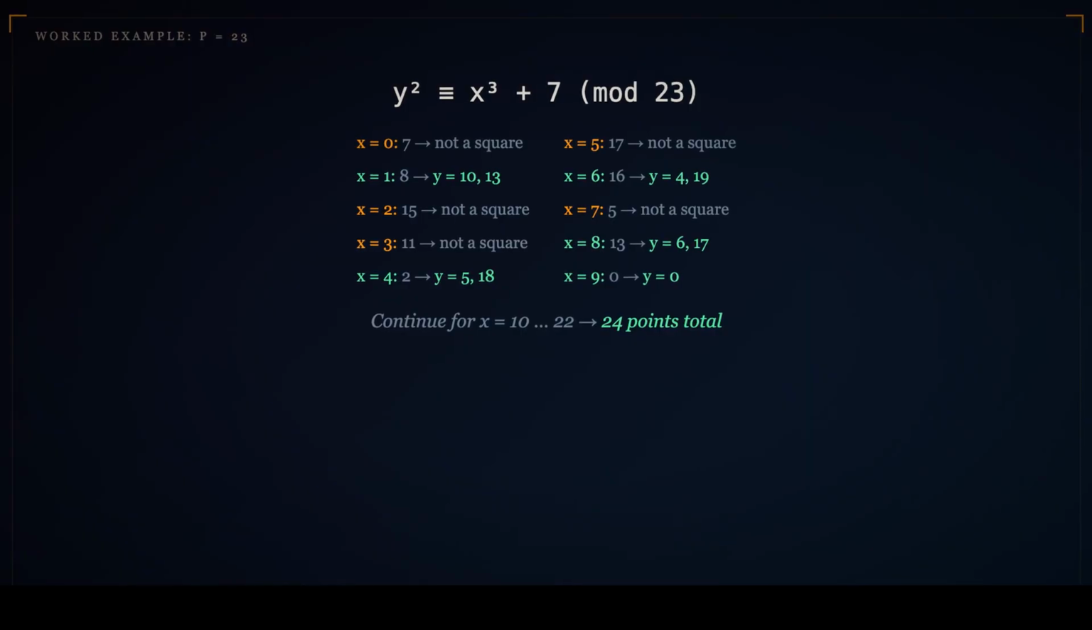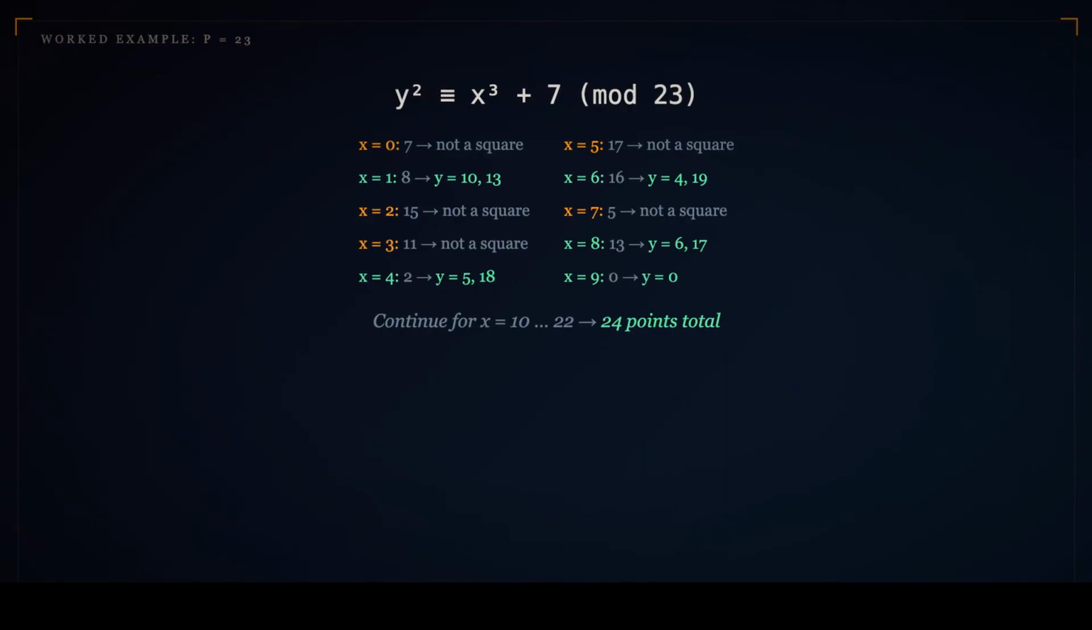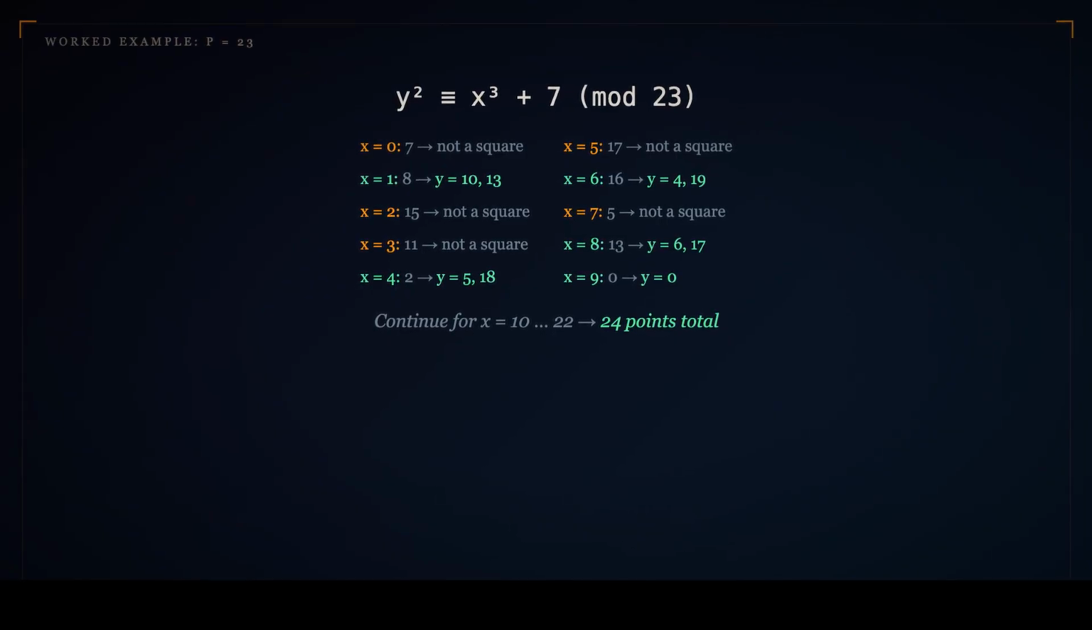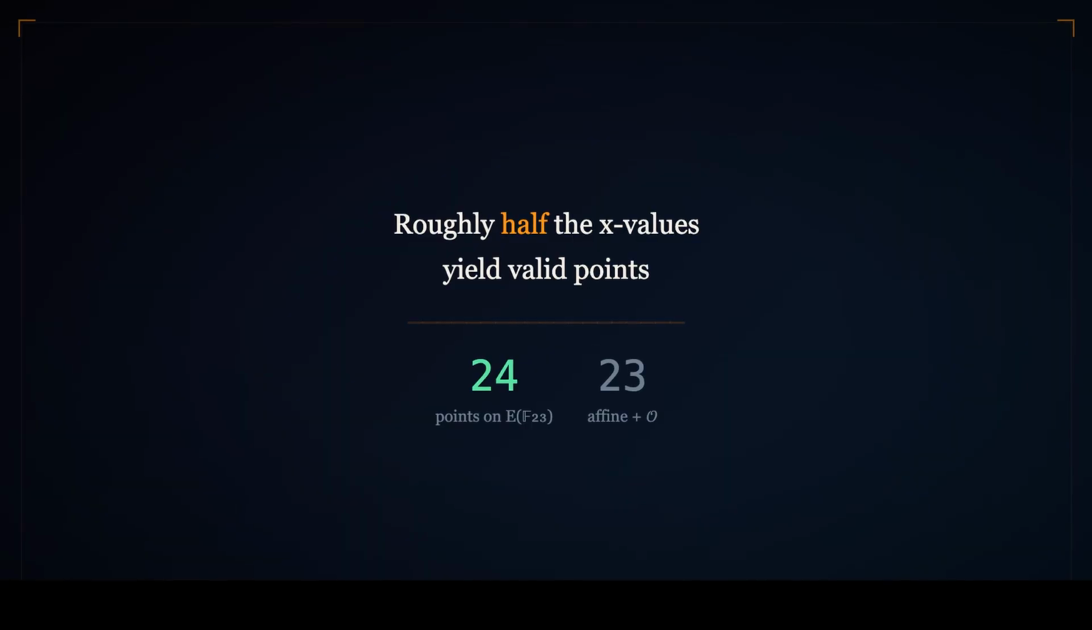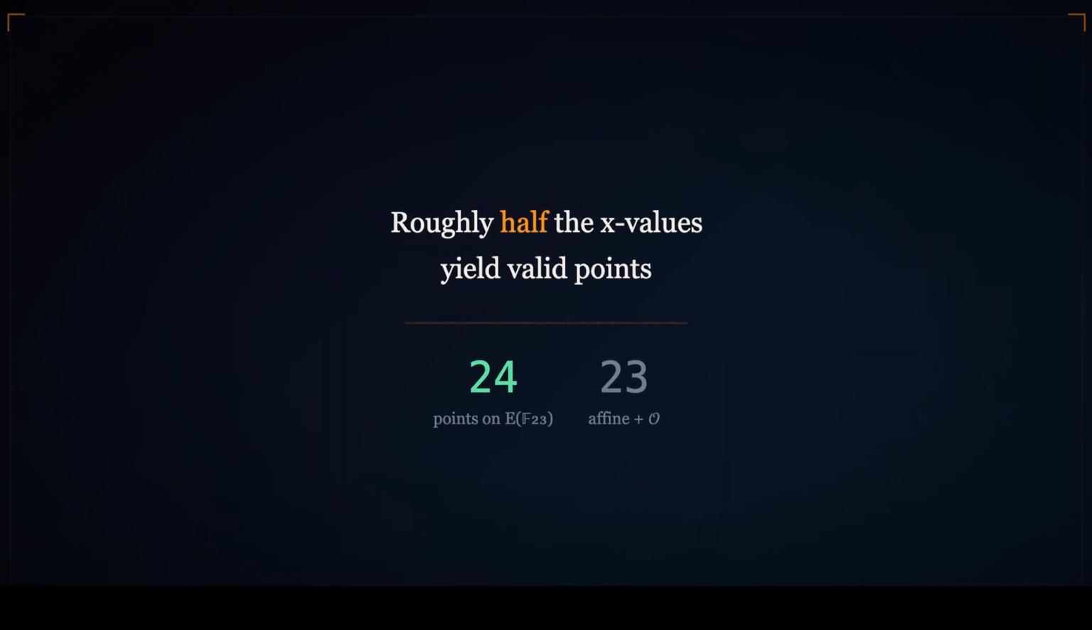For each x from 0 to 22, compute x cubed plus 7 mod 23 and ask, is the result a perfect square modulo 23? If yes, there are two y values. If the result is 0, there is 1. If not, there are none. Roughly half the values of x yield valid points. The total for this example is 24 points, including the point at infinity.